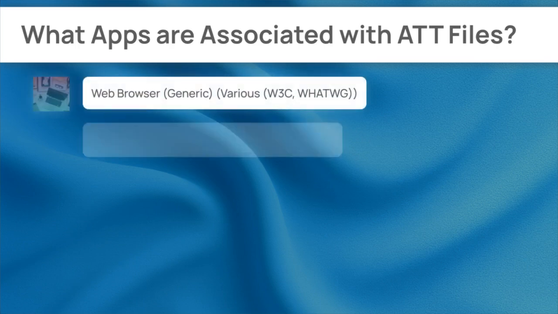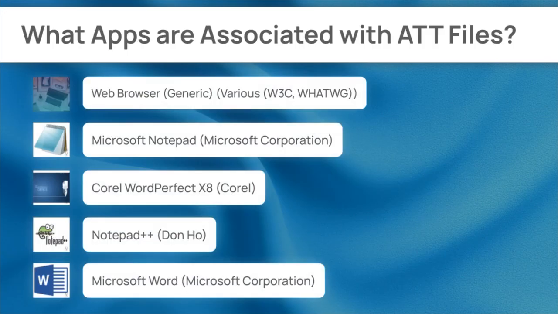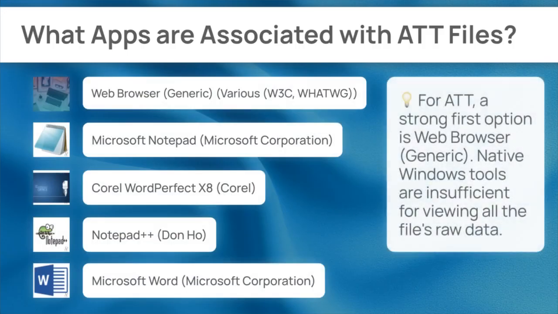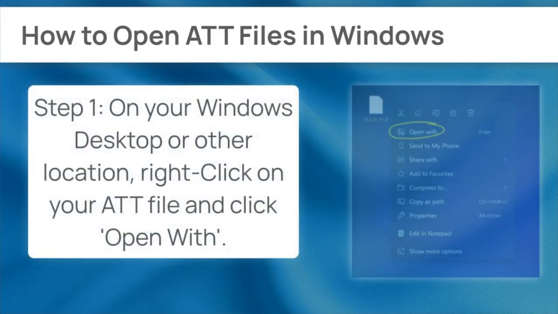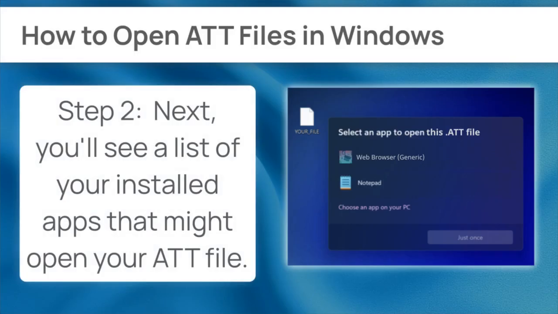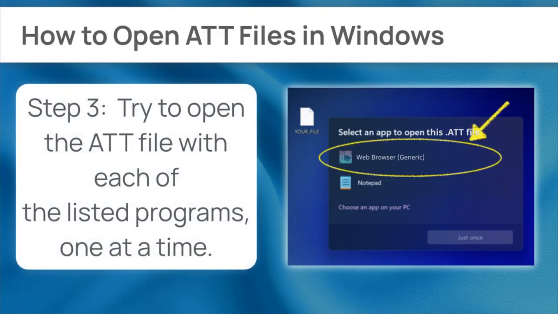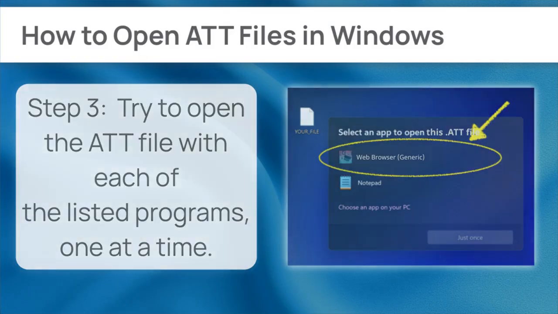For ATT, the safest workflow is starting with web browser, generic. The file's loose formatting rules mean Windows cannot validate its structure. Windows supports editing plain text without requiring specialized skill or software. We are initiating the software cross-check. Right-click your ATT file and choose Open With. Test with web browser, generic, first. If it's missing, select another program. The solution is often non-obvious.